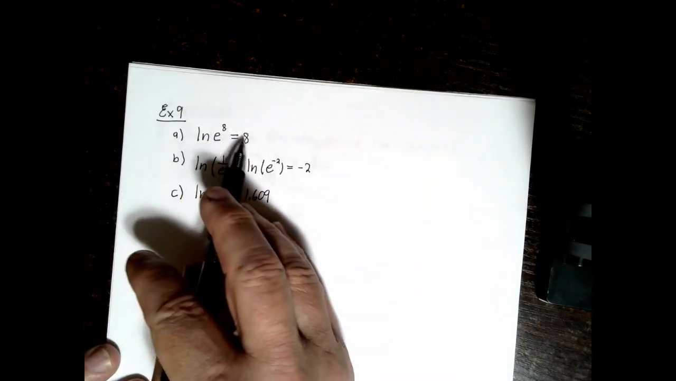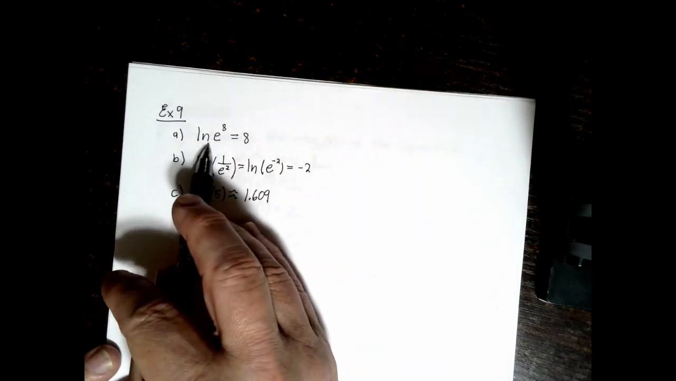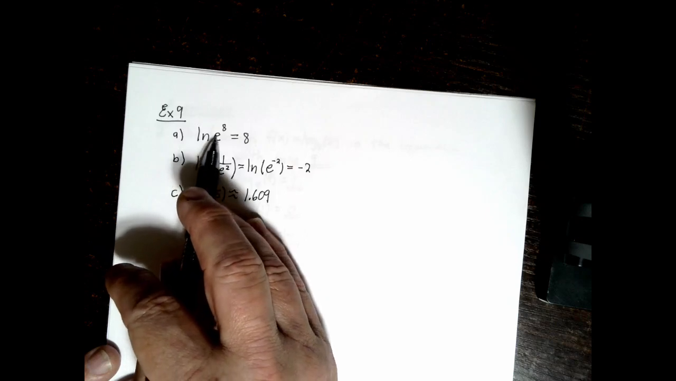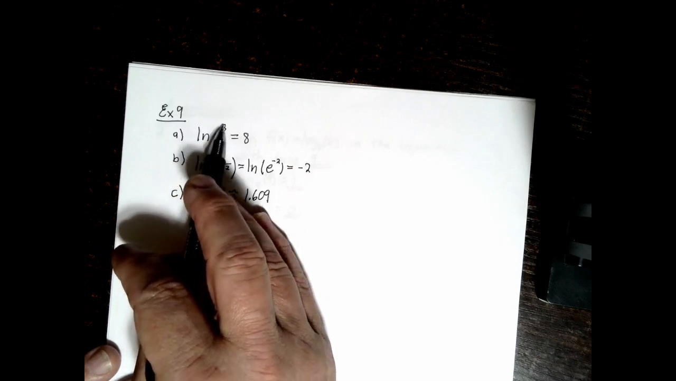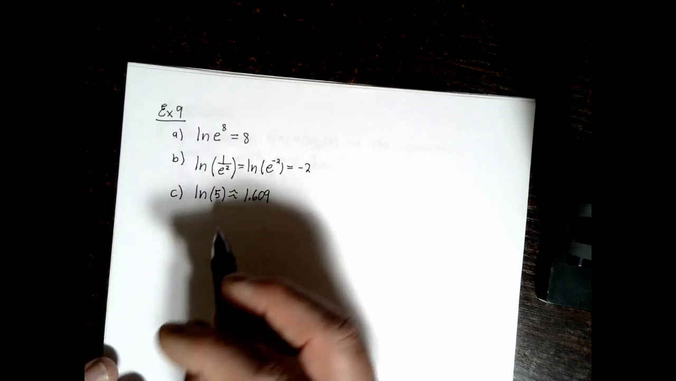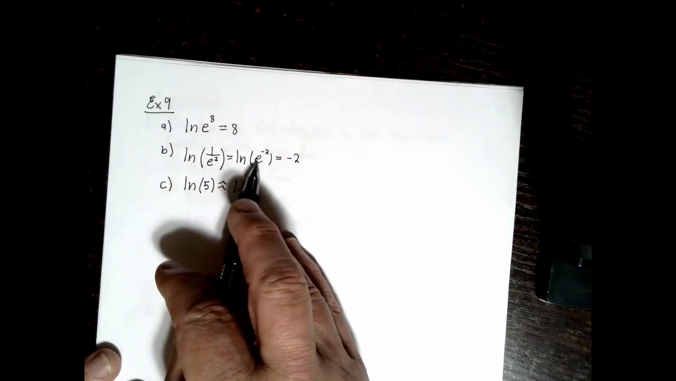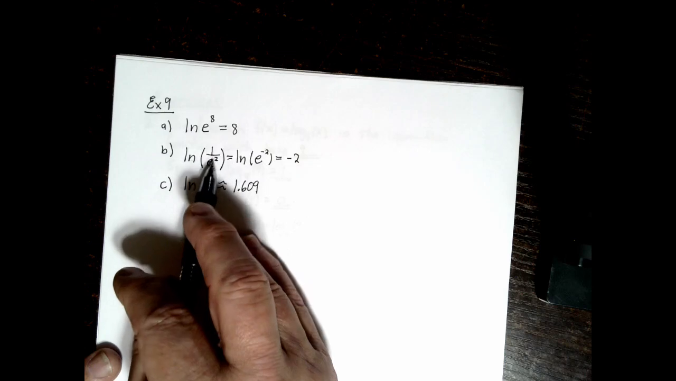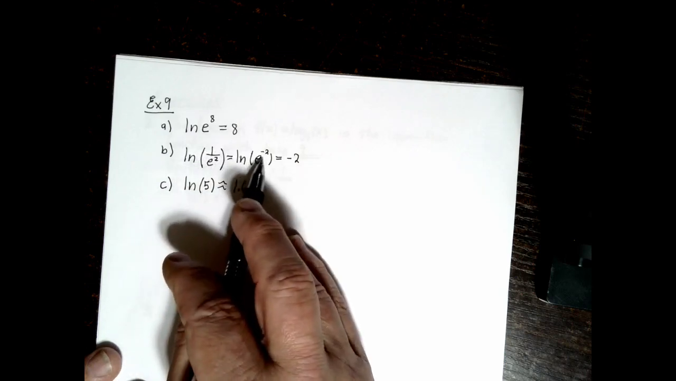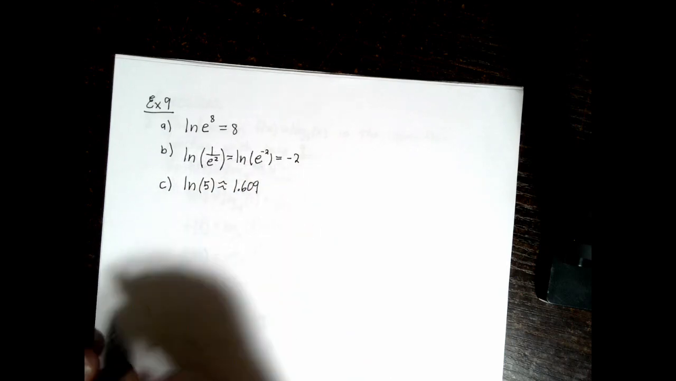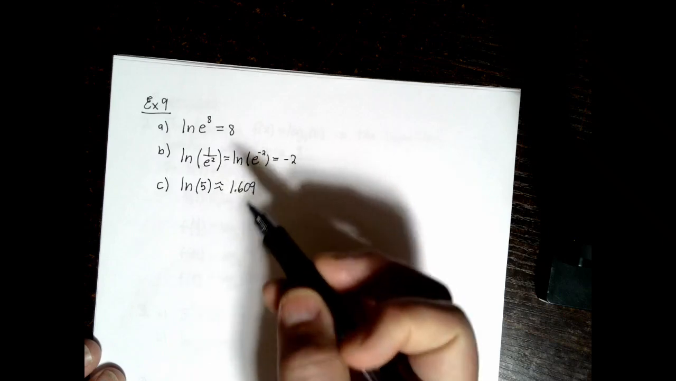ln of e to the x is just x, because if the base e and this number match, which is e, the answer is just the exponent. That's by rule 4, I believe. Alright, ln of 1 over e to the x is ln of e to the negative x. You cross the fraction bar, it becomes e to the negative x, and your answer is just the exponent, because the base and this number match.